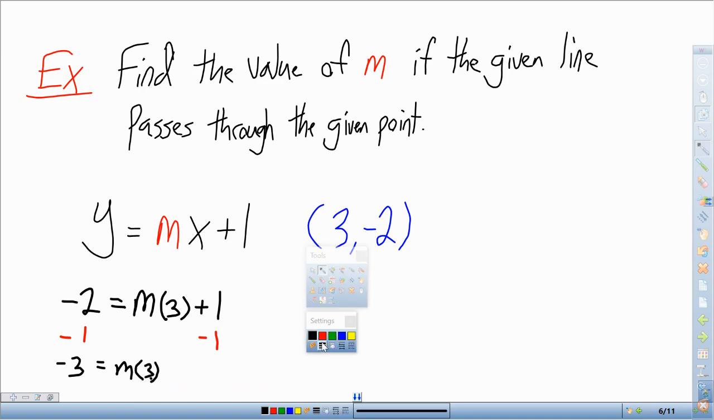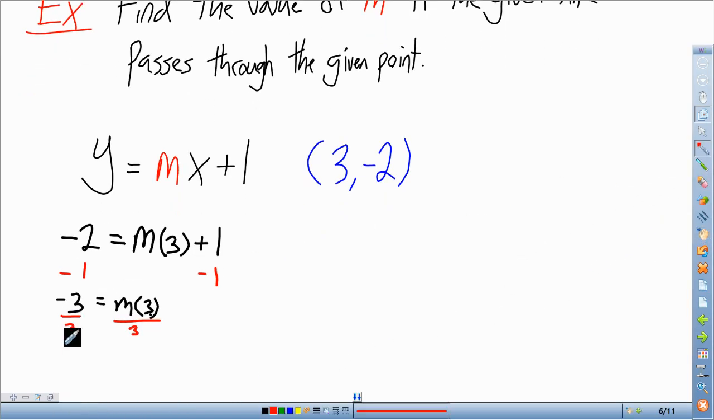Okay, and yeah, it's just being multiplied, even though it looks a little different. So we'll get rid of it by dividing. Okay, and there's our answer. Looks like we're getting a negative 1 equals m. I'm going to go ahead and flip it around, and it looks like our slope is negative 1.